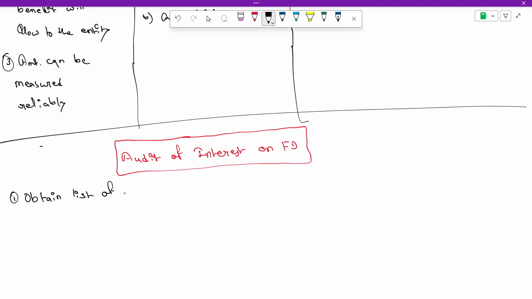Chapter number 5, audit of items of financial statement, is explicitly and very deeply based on common sense. If you use your common sense, you just have to read the chapter for just one time or two times.